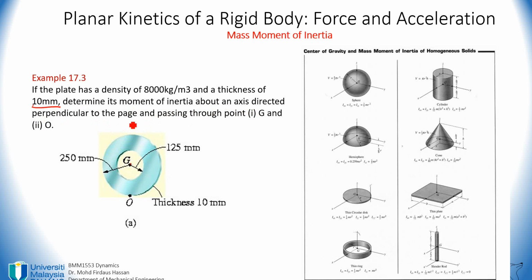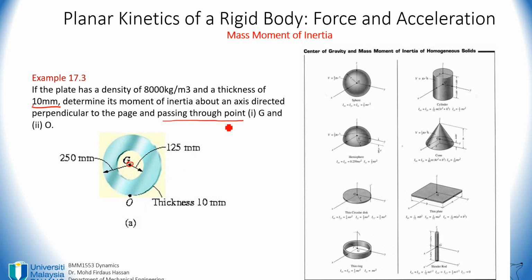And this axis passes through point G first, and the second one, point O. So it means that it has two problems. You have to find the mass moment of inertia about an axis which is perpendicular to the page, passing through point G and point O. You have two things to solve.